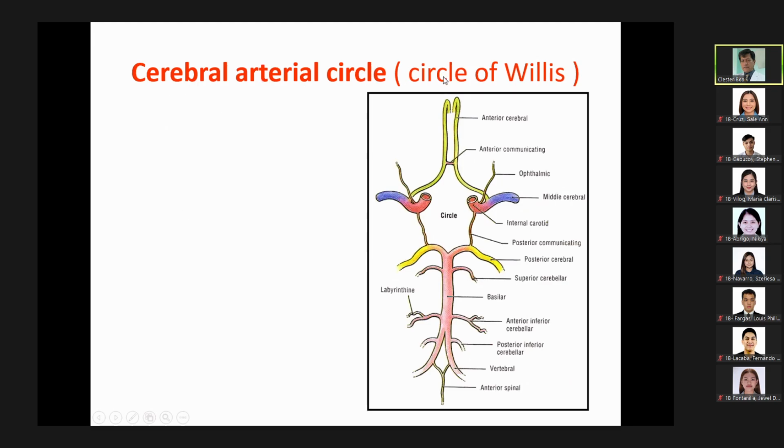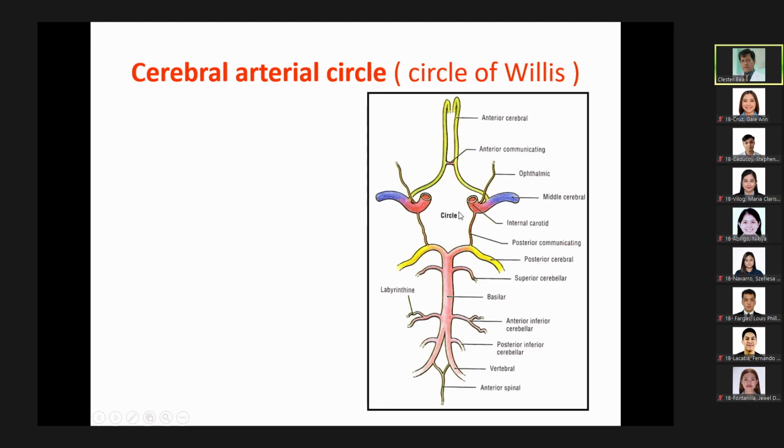Now let's talk about the circle of Willis. This is the circle of Willis here. It is formed by the interconnection of branches coming from the internal carotid artery and from the branches of the basilar artery.